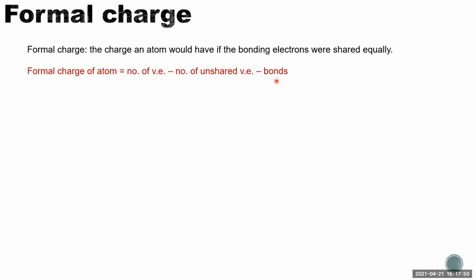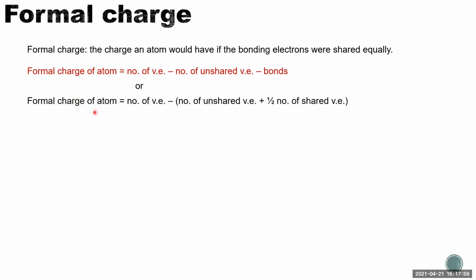So this is an equation I found easier to remember and easier to use, or you can use the equation from the textbook. The formal charge of an atom equals the number of valence electrons minus the sum of the number of unshared valence electrons plus half of the number of shared valence electrons. Half of the number of shared valence electrons equals the bonds.